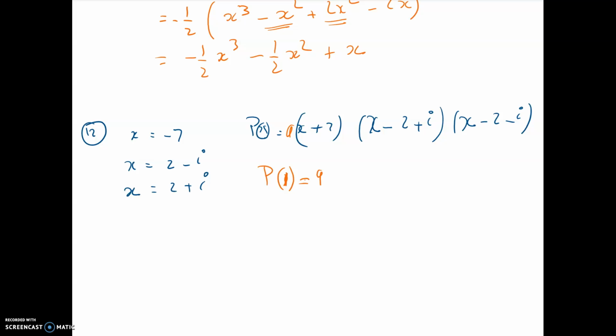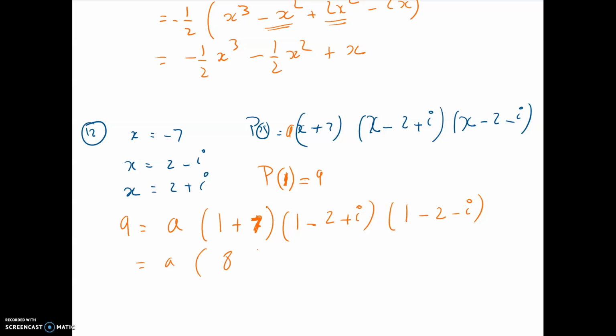So how do we find the coefficient a? By substituting x by 1. So I'm going to have 9 equals a times 1 plus 2, I'm sorry, plus 7, times 1 minus 2 plus i, times 1 minus 2 minus i. That gives me equal to 8 times 1 minus 2, which is minus 1 plus i, times 1 minus 2, which gives me minus 1 minus i.